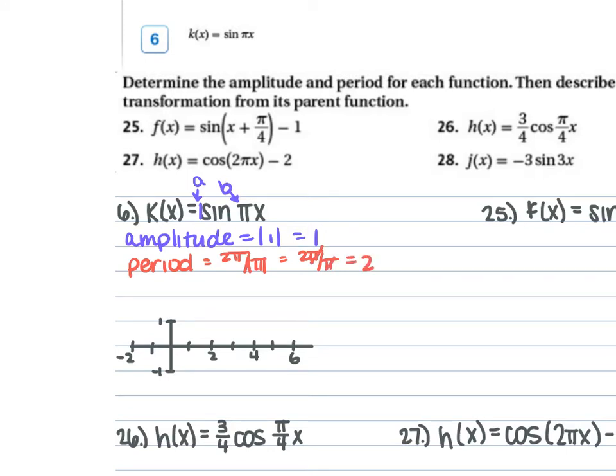2. So we're dealing with sine. We're going to start at our origin. It's positive, so no reflection.